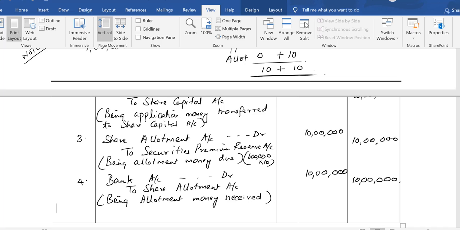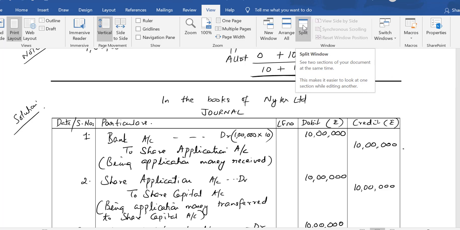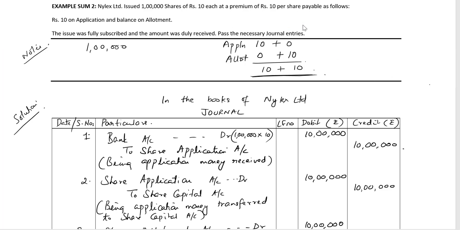I'll remove the split. We can view the answer. That's the question at the top. We will follow this format of 10 plus 0 and 0 plus 10. That is the amount of share capital plus the premium included in that particular installment. So we will follow this format in the subsequent questions when shares are issued at premium.